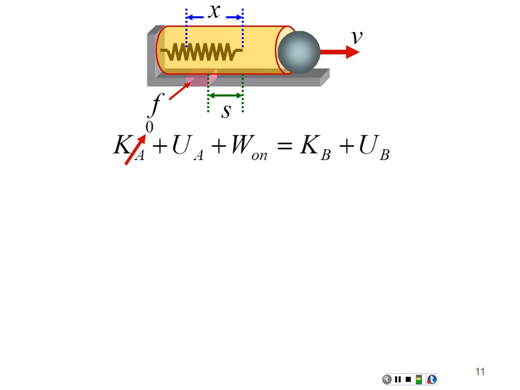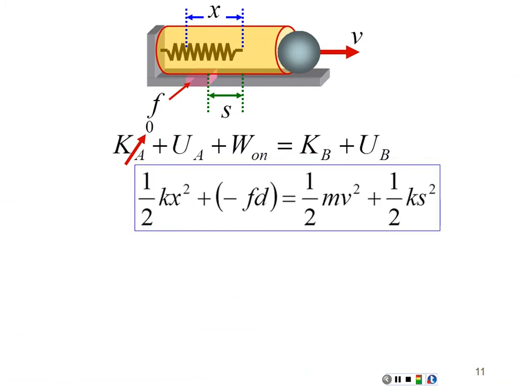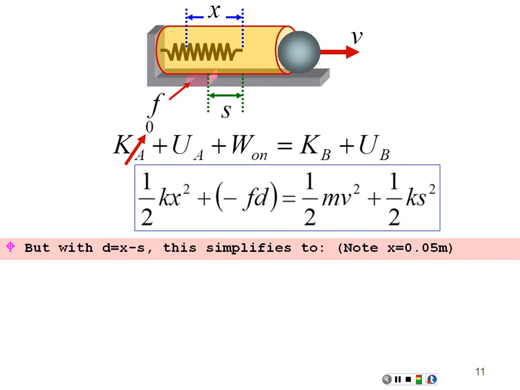We still have no kinetic energy at A, and now we have that our potential energy at A, 1/2 kx squared, plus our work done along the way, negative F times D, D being equal to x minus S in this case, is equal to our kinetic energy at B, 1/2 mv squared, plus our potential energy stored in the spring, which is 1/2 ks squared, because we still have that much still stored in the spring at that point. D, of course, is equal to x minus S, and x is equal to 0.05 meters, 5 centimeters. So we'll plug that in for our D.